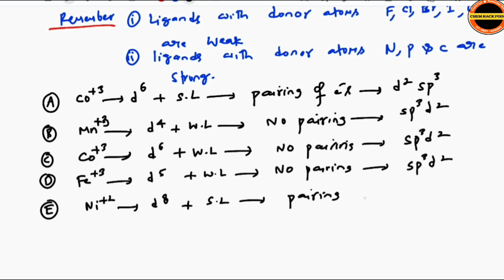So here tetrahedral pairing occurs. Whenever pairing occurs, an inner d complex is formed. So the inner d complex, what we consider is d2sp3 or dsp2, which is square planar. Remaining all cases are like octahedral complexes. So by observing all these, what are the correct statements?